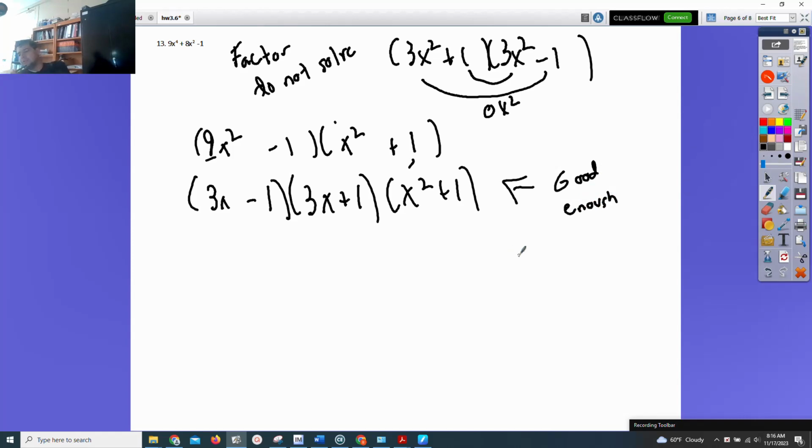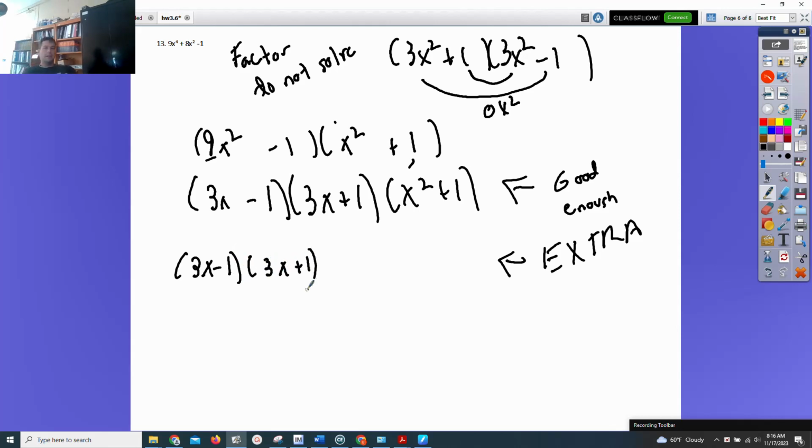But if you want to be extra, which I hope you do, meaning you understand mathematics, I want you to be a level 4 kid, mastery, 92nd plus percentile rank. You'd factor that as x minus i and x plus i. That's what I want you to be. Hopefully you get there.